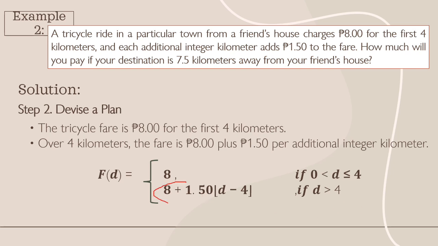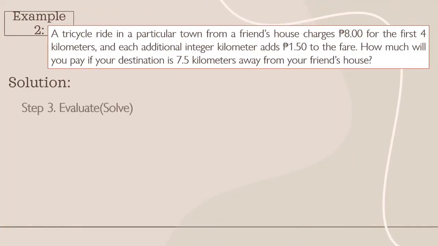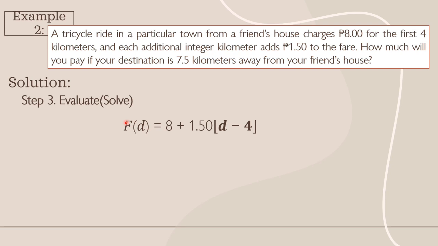Yes, we are going to use the second function because we are going to get how much we will pay if your destination is 7.5 kilometers away from your friend's house. So here the distance is greater than 4. Therefore, we will use this second equation. Let's have step 3. So we will use f of d is equal to 8 plus 1.50 times the quantity of d minus 4.